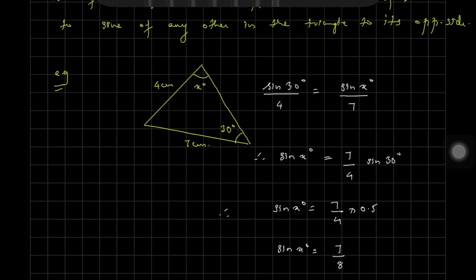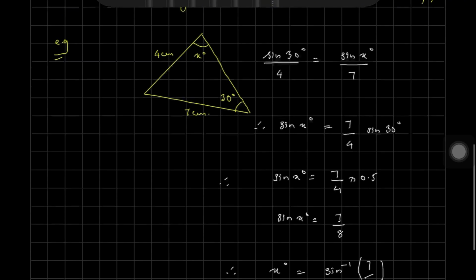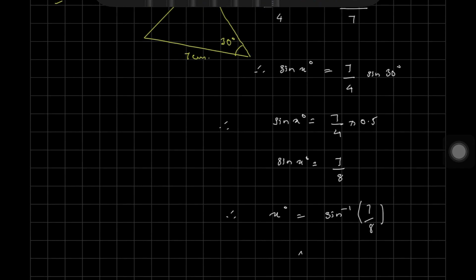I hope you have got that. And that should be approximately 61.04 degrees. But we try to leave our answer with one decimal place. That's a requirement of the general boards that we have. So, 61.0 degrees.